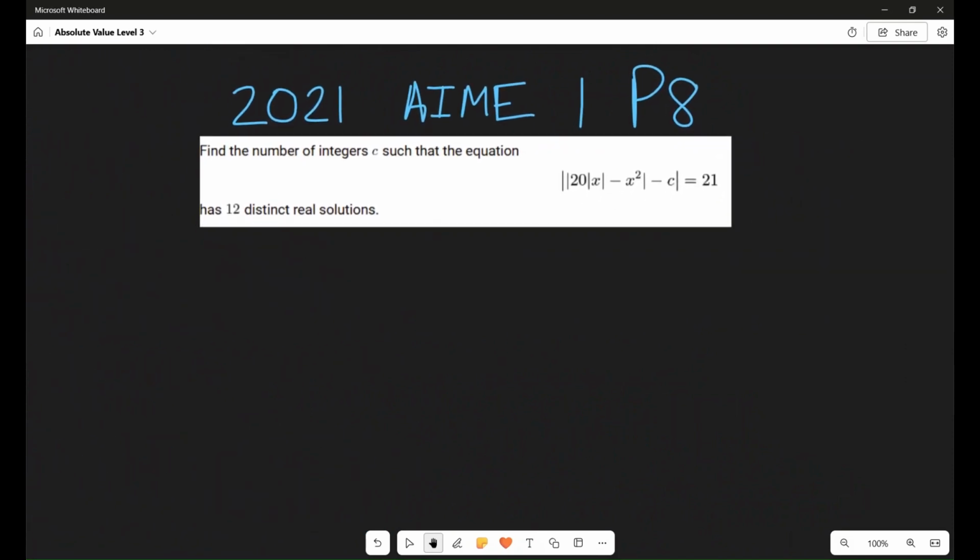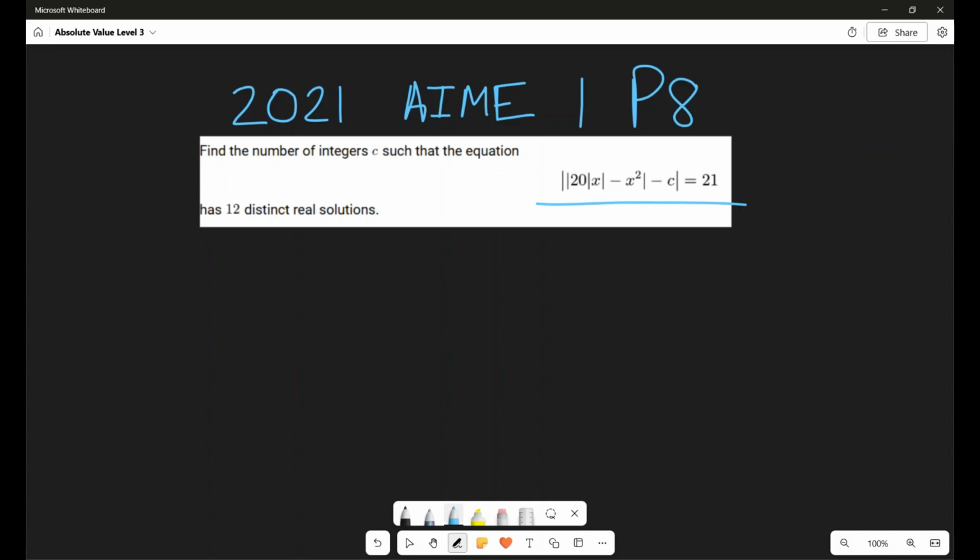Now our next question is the 2021 AIME 1 problem 8. It says find the number of integers c such that this equation has 12 distinct real solutions for x. Now, that is one hideous looking equation. We have, what, 3 sets of absolute values? And that's way too much to work with.